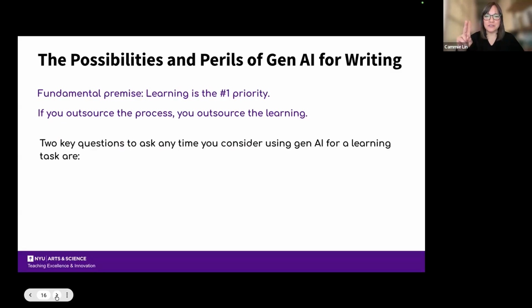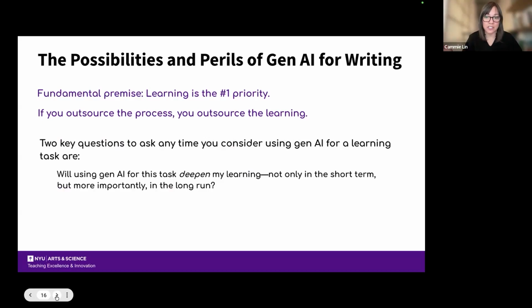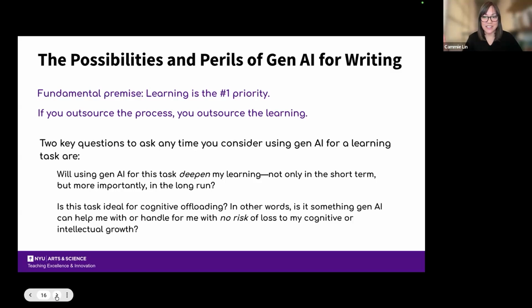So really, I think there are two key questions I would invite students to ask anytime they want to consider using Gen AI for writing or for any learning task. Number one, will using Gen AI for this task deepen my learning, not only in the short term, but more importantly in the long run? And number two, is this task ideal for cognitive offloading? In other words, is it something that AI can help me with or handle for me with no risk of loss to my cognitive or intellectual growth?